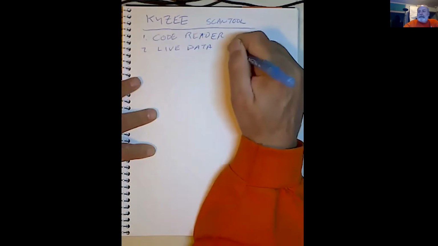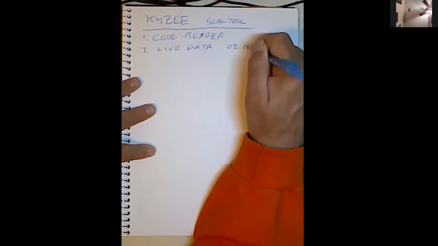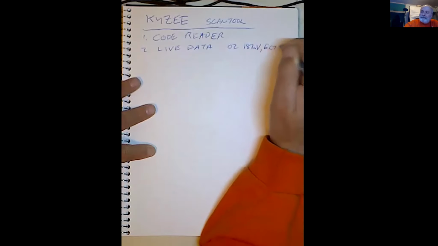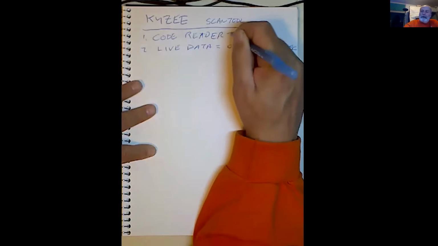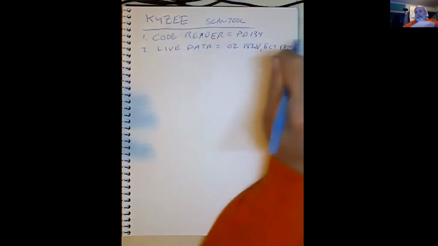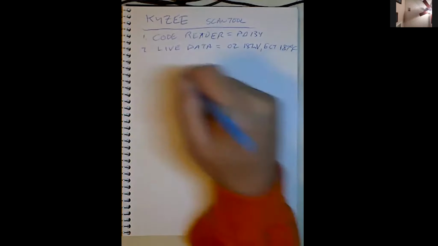So, live data is going to say, you know, oxygen sensor 187 millivolts, ECT 187 degrees. That's live data. A code reader is just going to give you, you know, P0134. I think that's a mass airflow sensor or something.